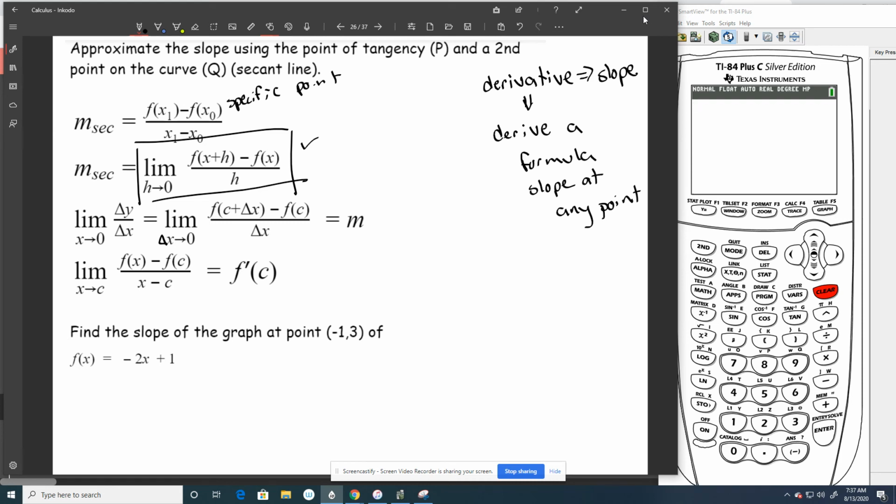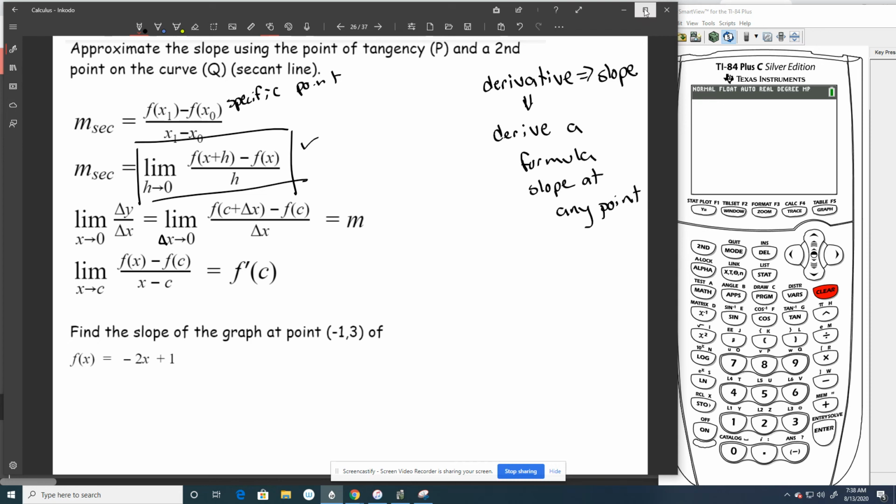All right. So this bottom one we'll come back to in a little bit, but let's just look at an example. We're going to find the slope of the graph at point (-1, 3) of this equation. Now, if you look at this equation, a lot of you can already tell me what the slope is because it's in point slope form, but we're going to use this easy example to show you how this formula works. And then we'll get on to a little bit more complicated formulas.